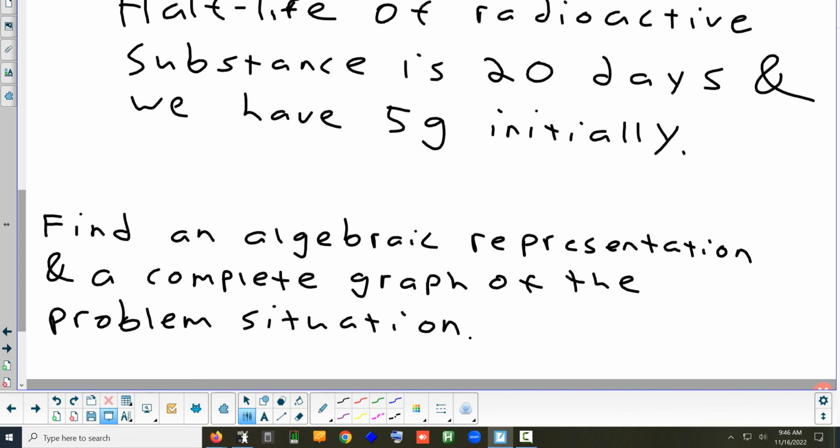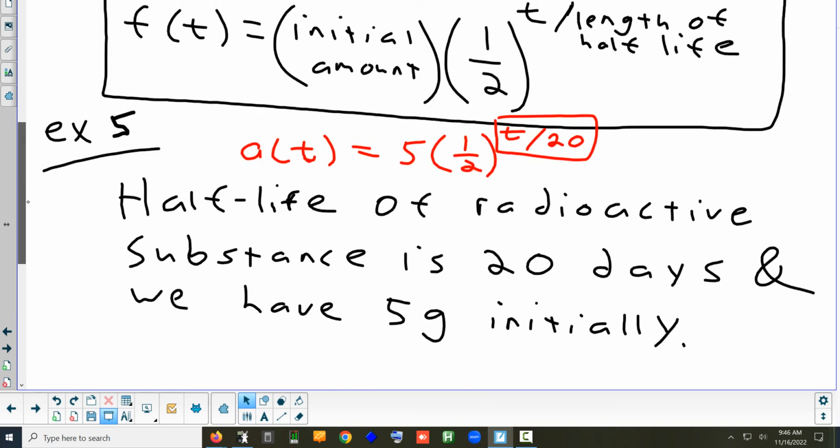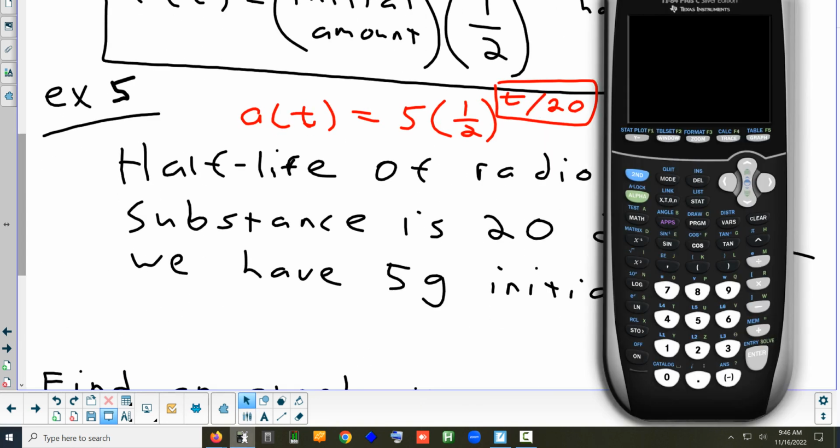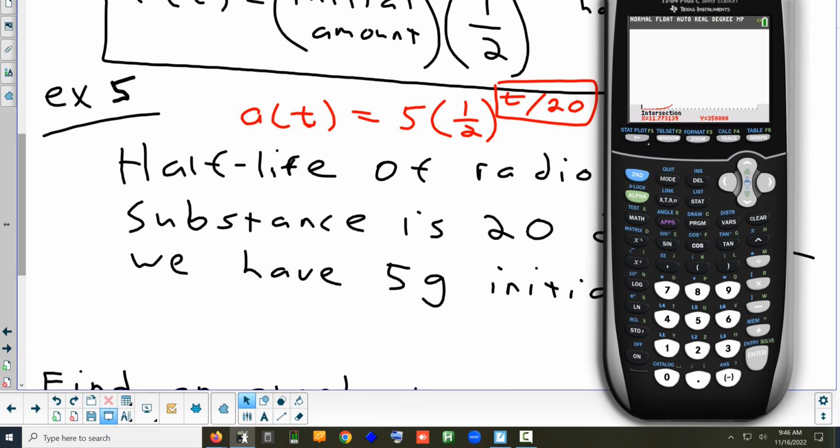Okay, so find an algebraic representation. All right, we did that. And then let's graph it. Right, so 5 times 1/2 to the t over 20. This is how you can type it in if you want to use the fraction. 5, put the fraction in parentheses, and put your exponent in parentheses as well. I don't know if you need to do that. You could try it without it. Probably would work without it.